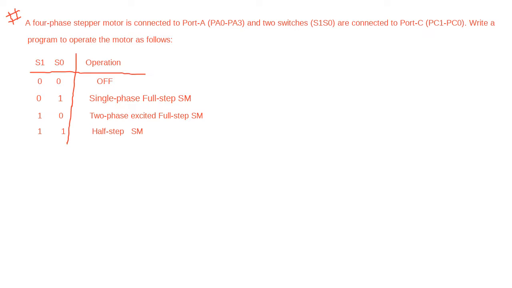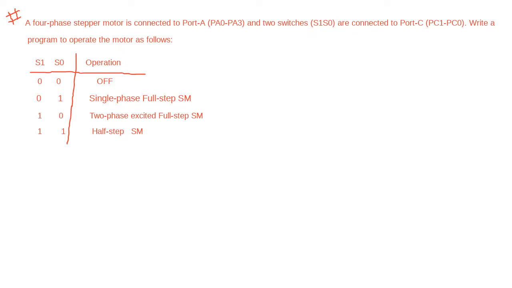So we have to write a program to operate the motor as follows. If these two switches are 0 0, then the motor is off, and if it is 0 1, then single-phase full step mode. Full step means if it is a four-phase system, it is 90 degrees, 90 degrees, 90 degrees. From one step to another step it is 90 degrees. And 1 0 is not single-phase but two-phase excited. Anyway, it is the same meaning. Again here also full step because 90 degrees.